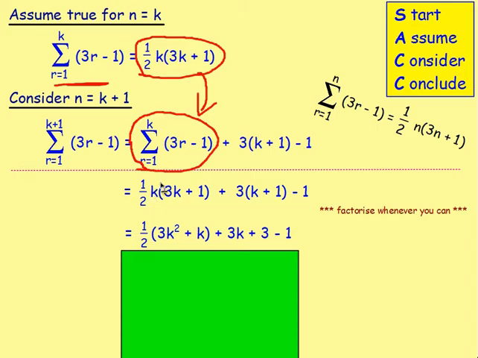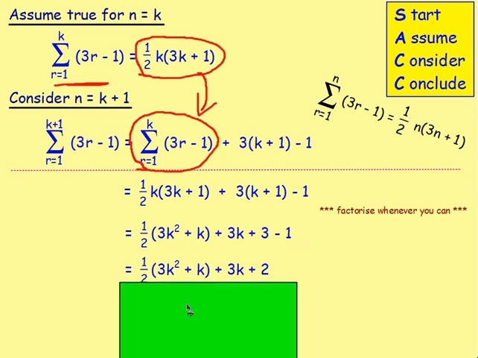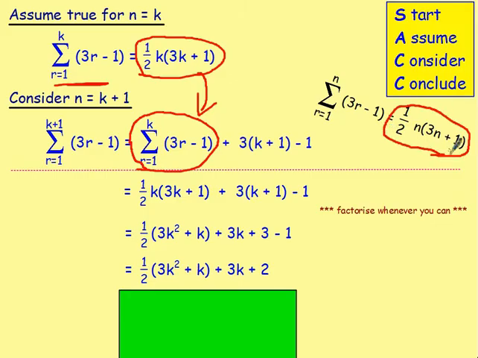So just multiply by the k, so that will give us 3k squared plus k plus 3k plus 3 take away 1. Simplify that, so you've got 3 take away 1, so just write that as 2, and then from there have a think about what you want to do. Well, always have a look at the answer that you want. We want to get down to half n, 3n plus 1. We have that half out as a common factor. That is what we need.